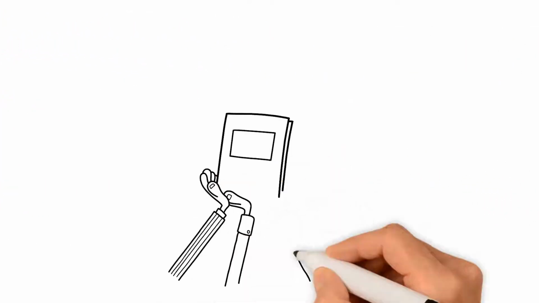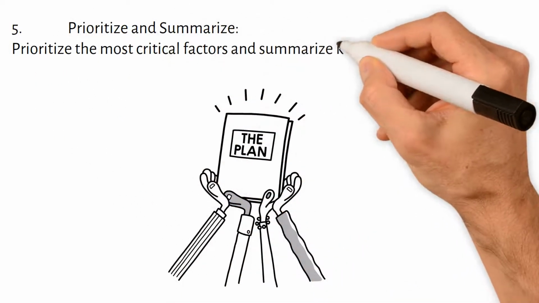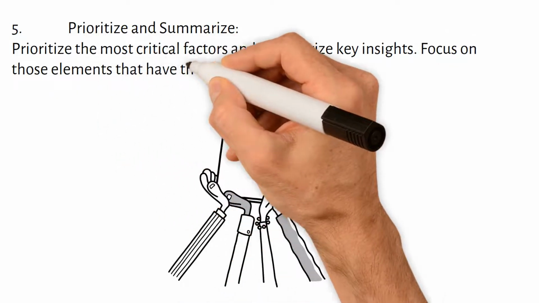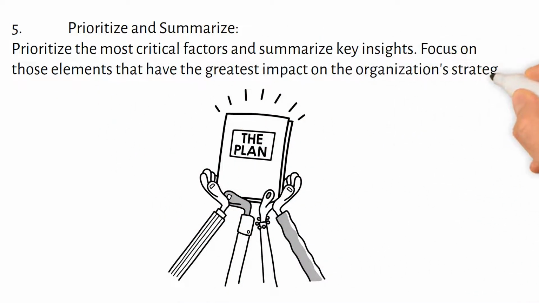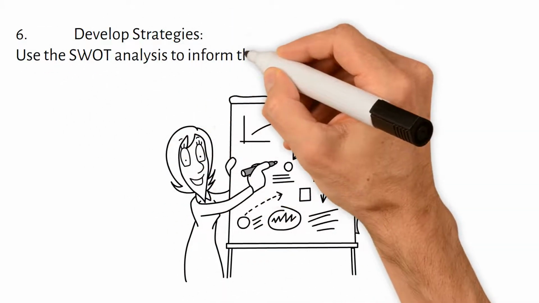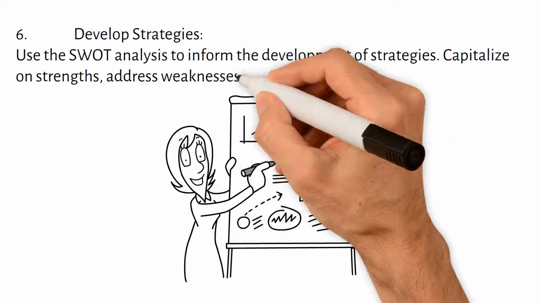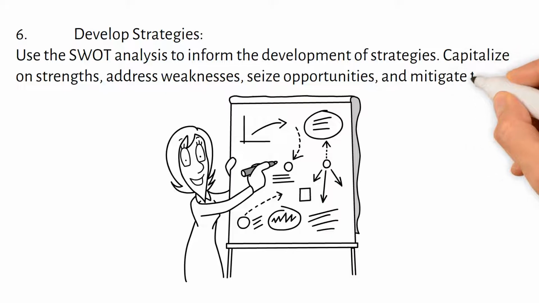5. Prioritize and summarize. Prioritize the most critical factors and summarize key insights. Focus on those elements that have the greatest impact on the organization's strategic decisions. 6. Develop strategies. Use the SWOT analysis to inform the development of strategies. Capitalize on strengths, address weaknesses, seize opportunities, and mitigate threats.